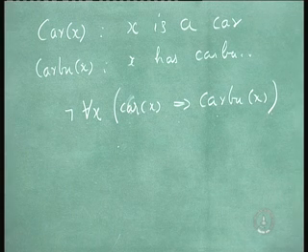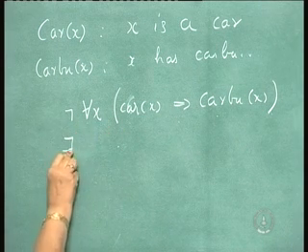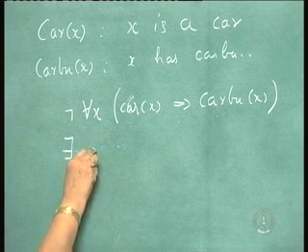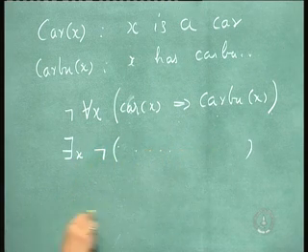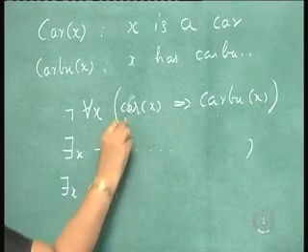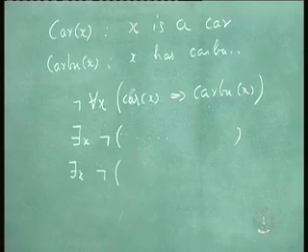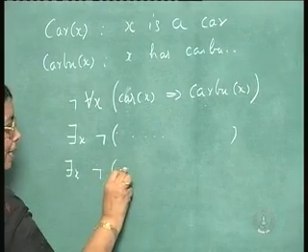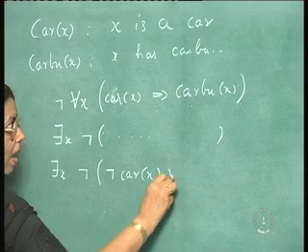Now, we want to write it using existential quantifier but not universal quantifier. Now, if you try to bring not inside, for all will become there exists. So, this will become there exists not this. That is, there exists x, not this implication. P implies Q, you can write as not P or Q. So, this you can write as not car of x or carbu x.